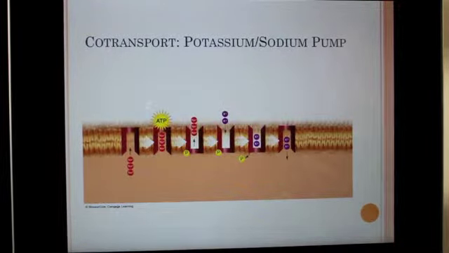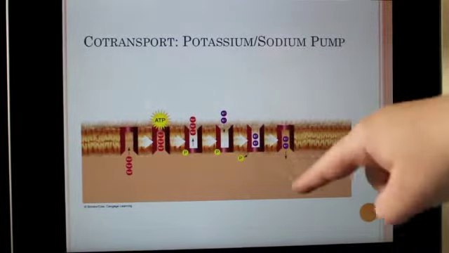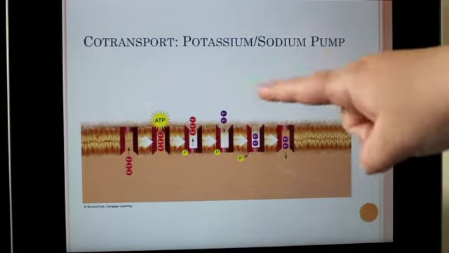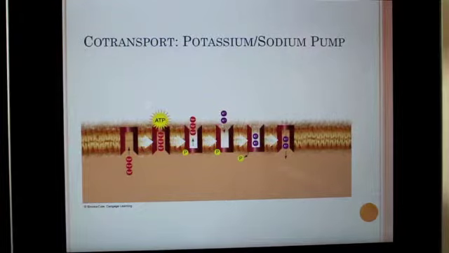A cotransporter is the sodium-potassium pump. This moves 3 sodium out for every 2 potassium in. And this one just requires ATP to be burned to kick out the sodium, and then the reload part with the potassium doesn't require energy.